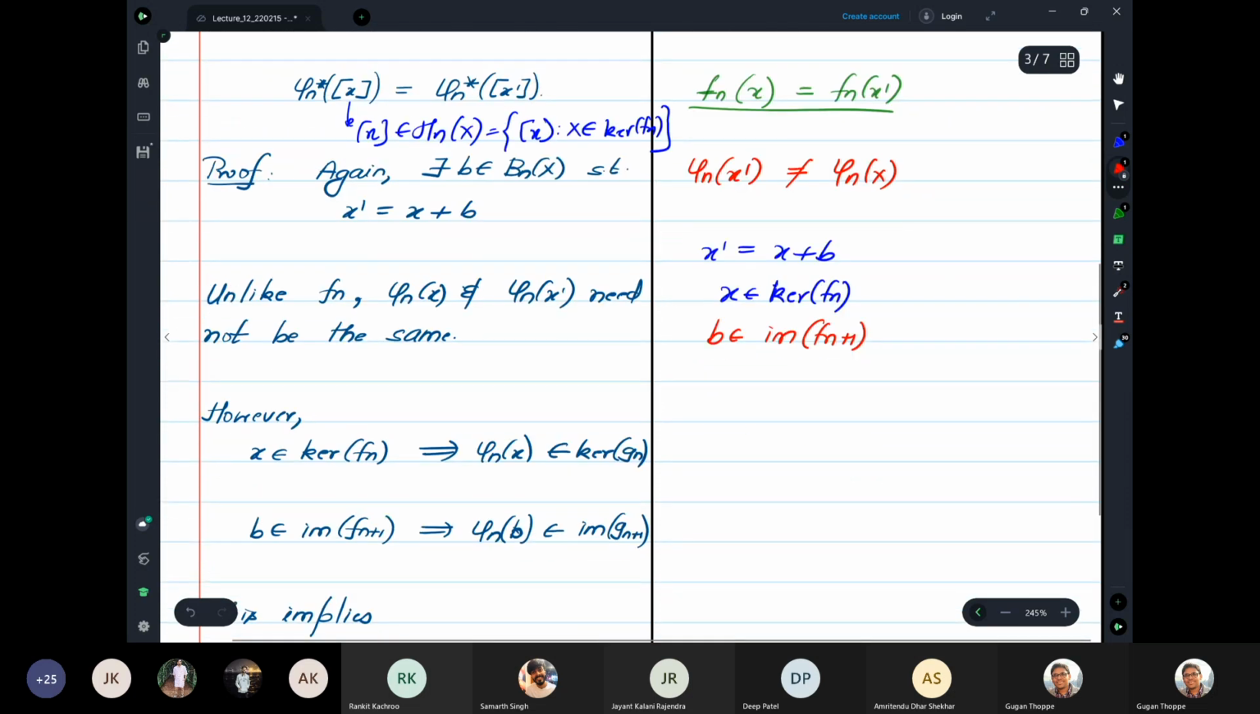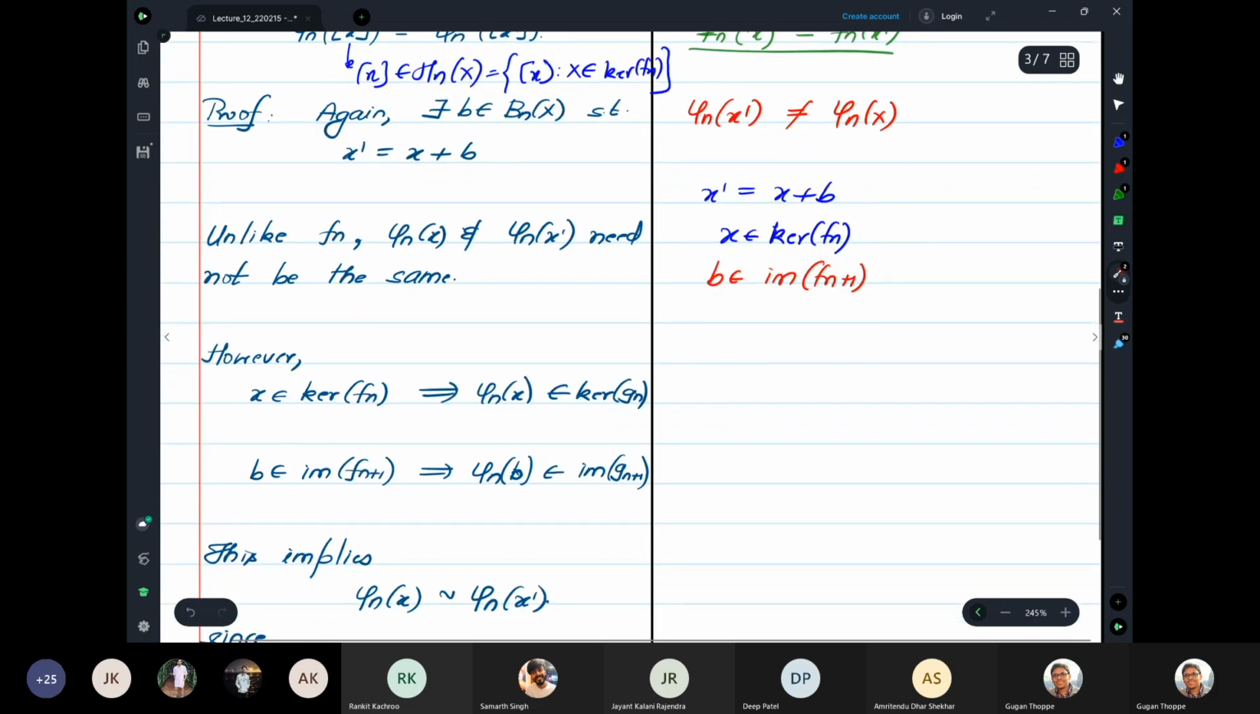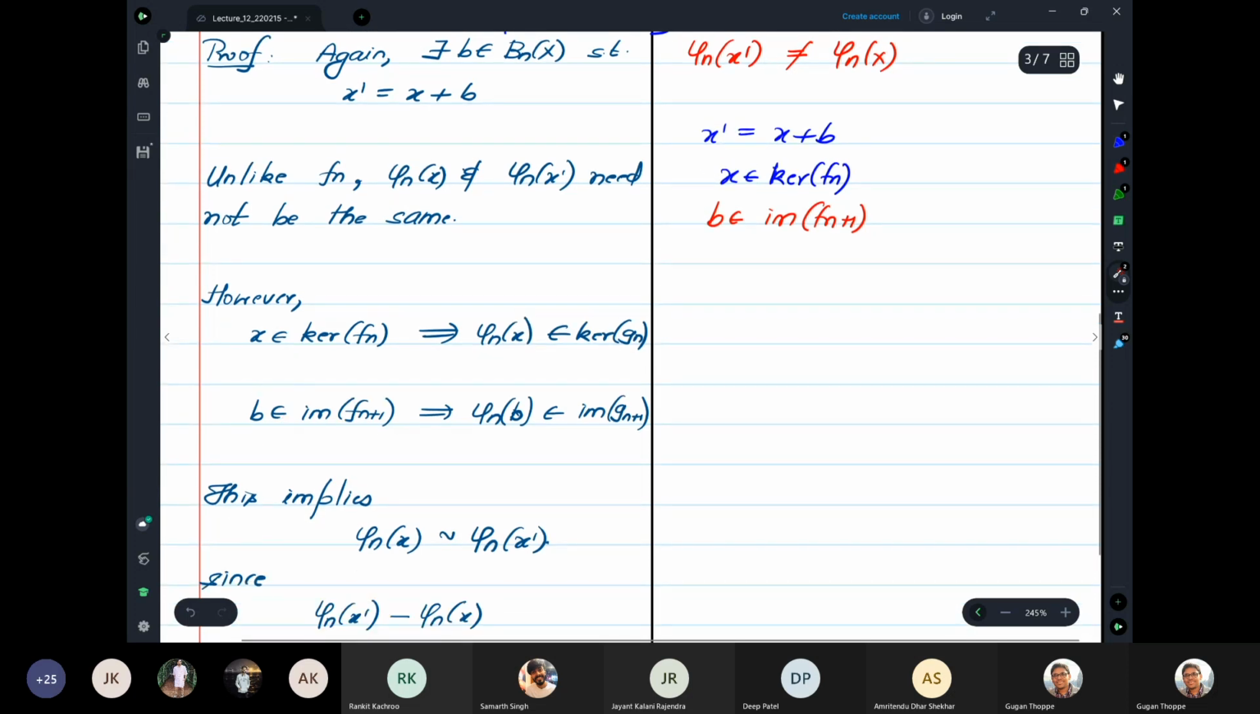Now we also know that this diagram between these xn's and yn's, and this chain map that we have, commutes, right? And because of that, there are some consequences. In particular, these two facts tell us that since x belongs to kernel of fn, phi n of x must lie in kernel of gn. Similarly, if b lies in image of fn plus 1, this implies that phi n of b must lie in image of gn plus 1. Is this okay? Let me pause over here. If you have any questions on this part, let me know.